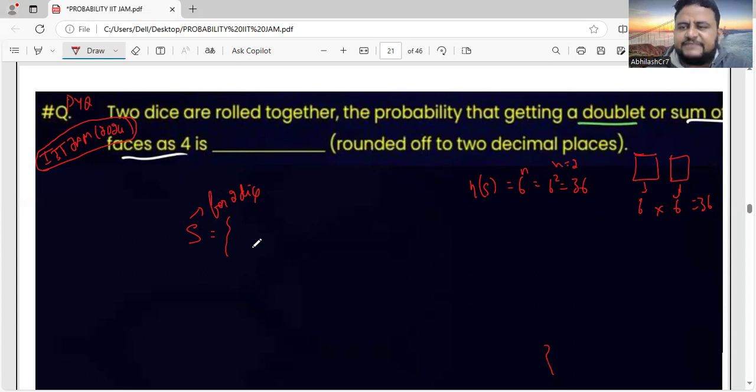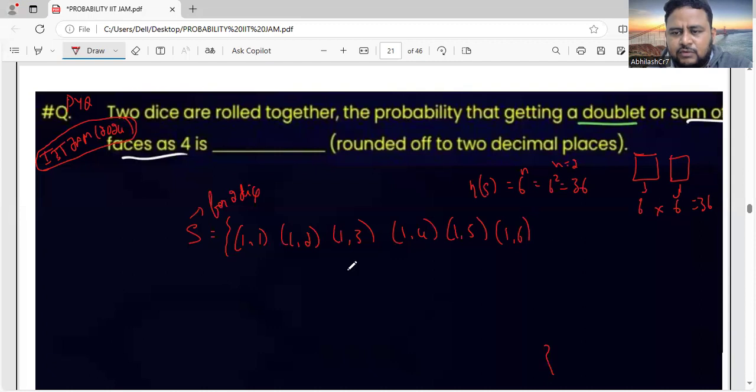Here, let me fix the first die. In the first die, let the face be 1. So 1, and the second die will be 1. 1, 2, 1, 3, 1, 4, 1, 5, and 1, 6. Now the first die, let me fix the face to be 2. So 2, 1, 2, 2, 2, 3, 2, 4, 2, 5, and 2, 6.